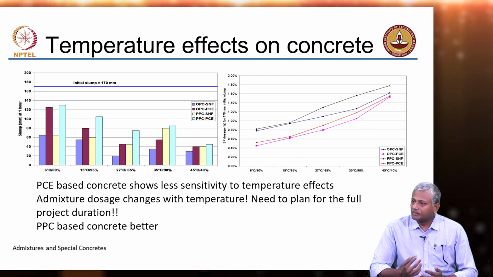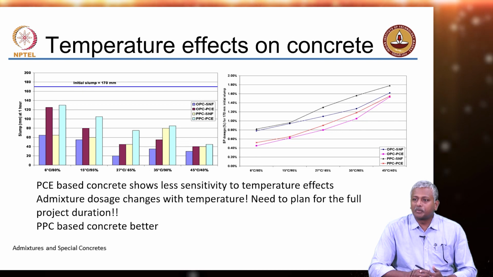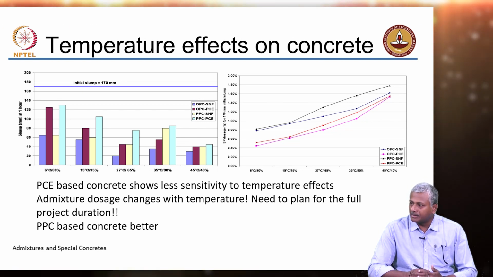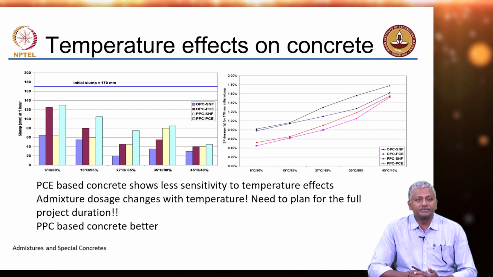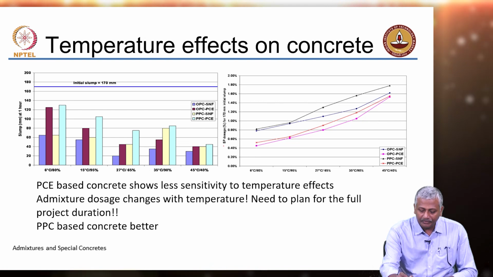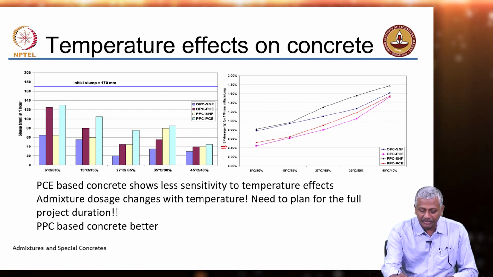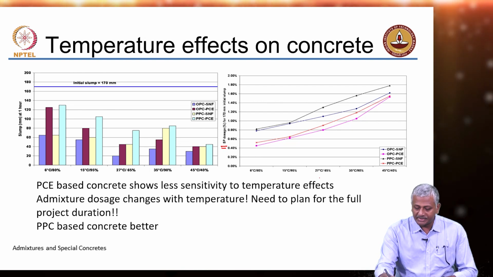Our idea was to see what happens to the superplasticizer dosage required when temperature increases, and what happens to the retention of the slump as the temperature increases. Here, first let us look at the graph on the right. What is plotted is the superplasticizer dosage versus the temperature.